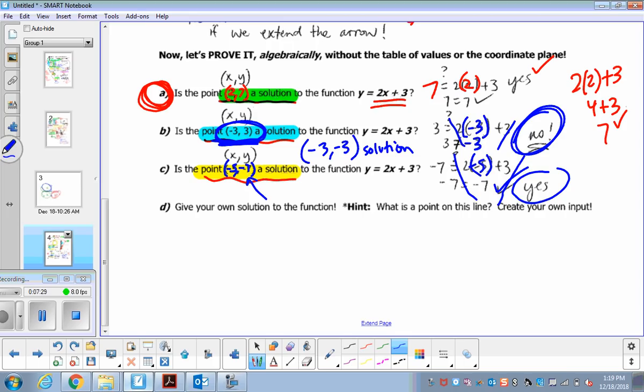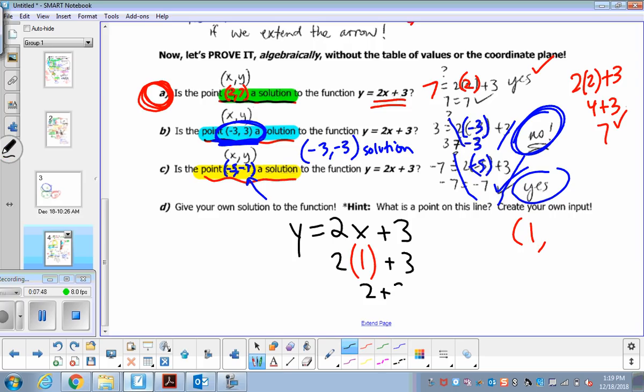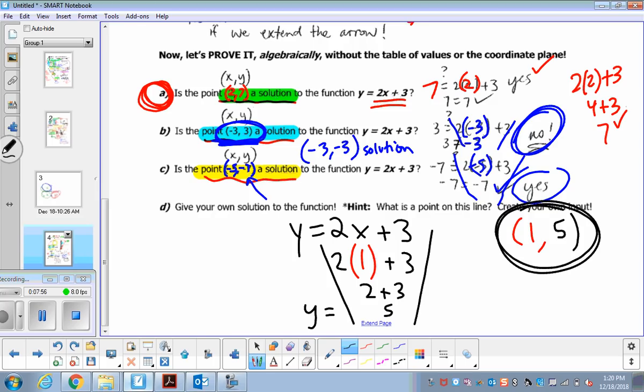So for this next part, all I'm asking is for you to give your own solution to the function. So if this was the equation, let's say you want to plug in a 1. Well, right here, if you plug in 1 and simplify, we get 5. So y would equal 5. So your solution would be the ordered pair (1, 5).